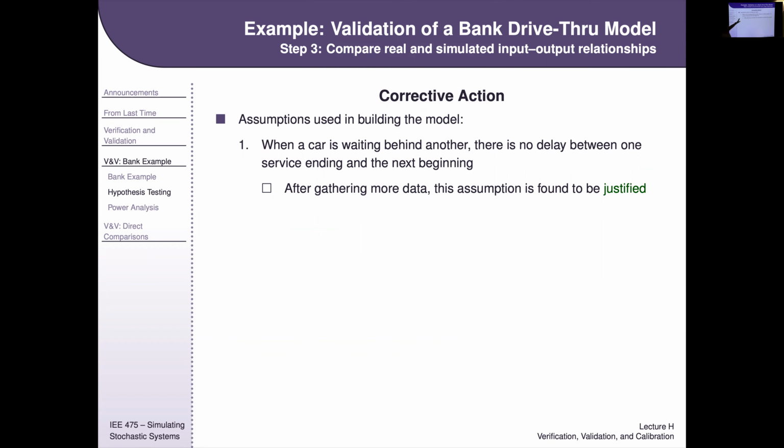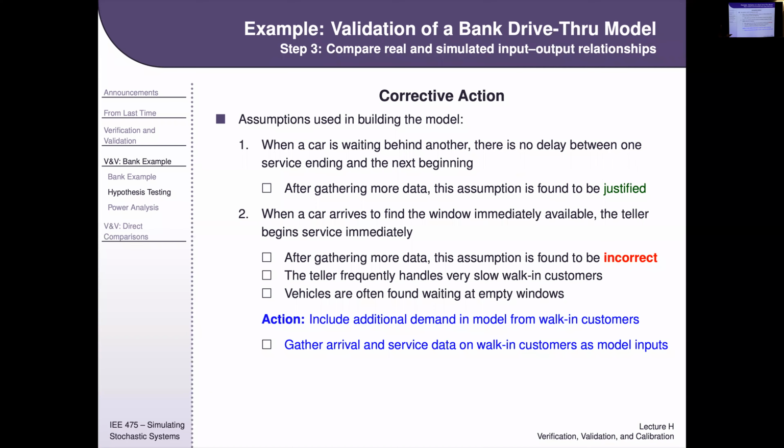Well, we said that when a car is waiting behind another, there's no delay between one service ending and the next beginning. And that could be a bad assumption. It might take a while for one car to get out of the way and the next car to come in. But when we looked at the data, it really looks like the cars are kind of like train cars, that one goes out, the other one comes in, and it's not something we need to worry about. So what else could it be?